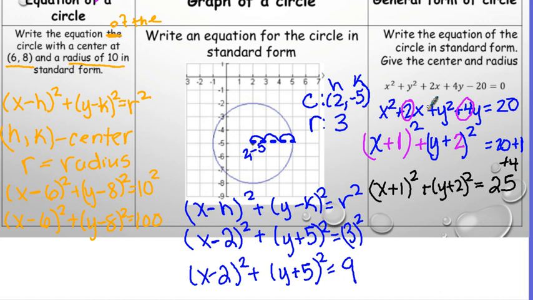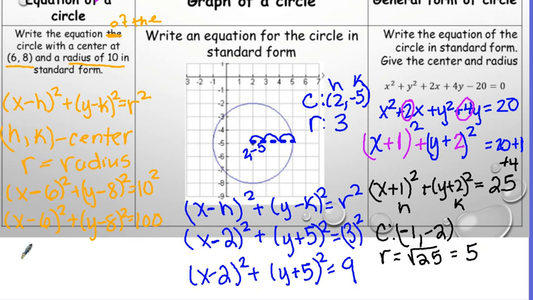So I've given the equation of the circle in standard form, that's this here. And now it says give the center and the radius. So if I look, the center is (h, k), this is h, and this is k. And in general form, these are negative signs. So when I take them out, they need to be negative. So the center is -1 and -2. And the radius would be the square root of 25, which is 5.